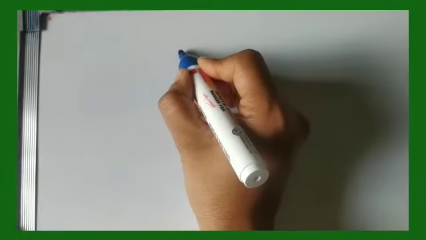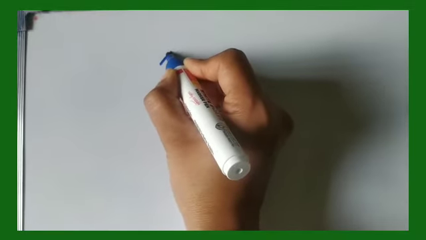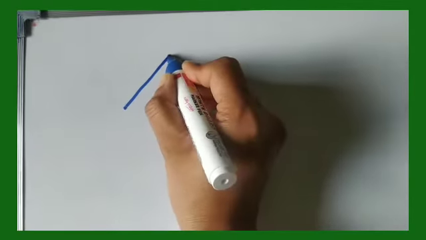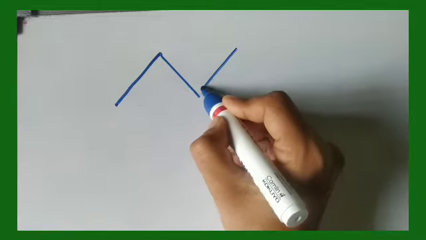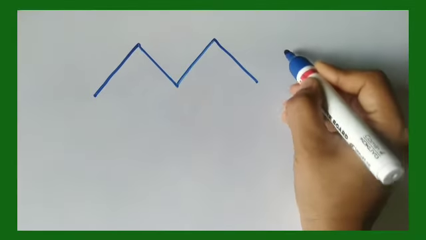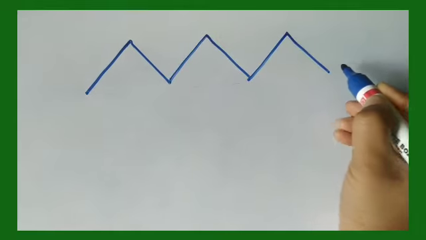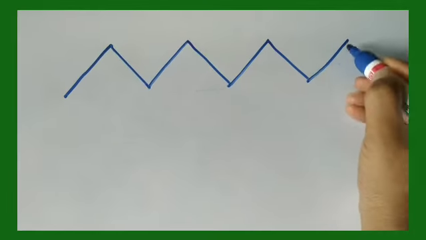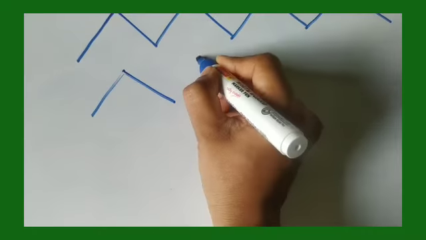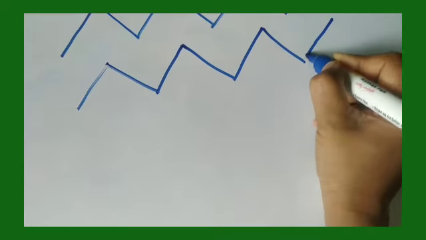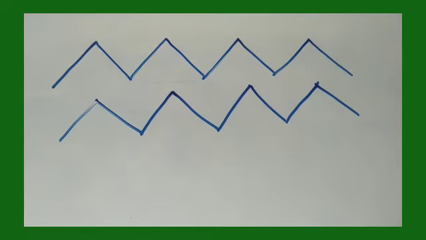How? You make the right slanting line. Come down. And then from the same dot, left slanting line. Fine? Then again, right slanting line, left slanting line, right slanting line, left slanting line. So you can make right slanting line, left slanting line, right? Can you see the zigzag lines? Fine. So similarly, you can do it in the book.